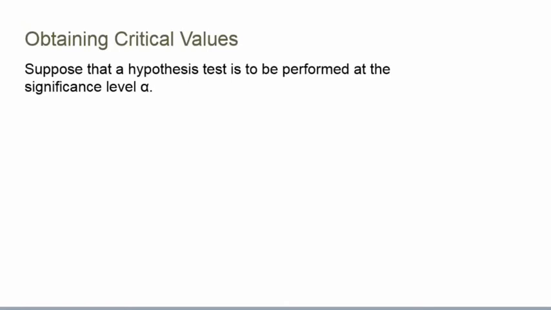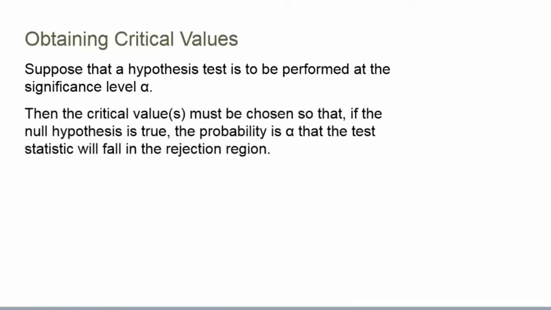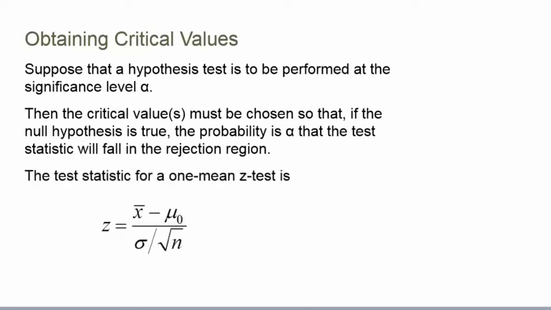Obtaining critical values. Suppose that a hypothesis test is to be performed at the significance level alpha. Then the critical value or values must be chosen so that if the null hypothesis is true, the probability is alpha that the test statistic will fall in the rejection region. The test statistic for a one mean z-test is z equals x bar minus mu sub 0 divided by sigma divided by the square root of n.